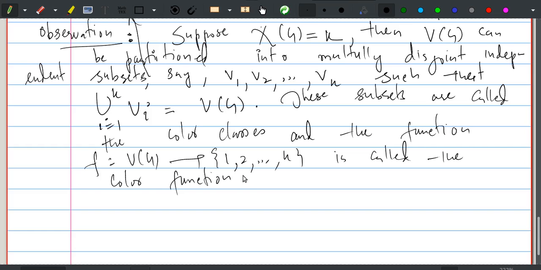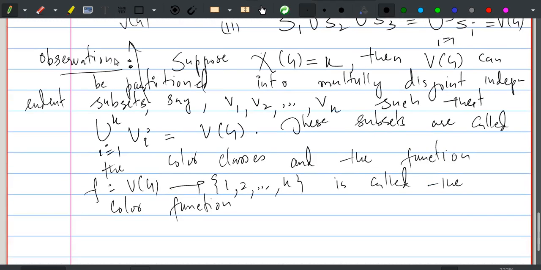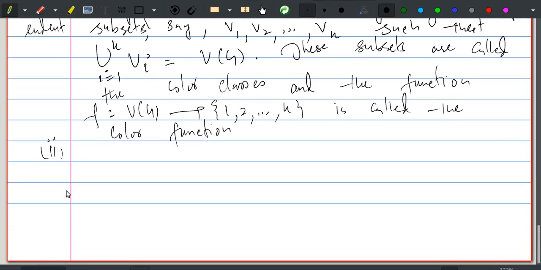Let us do some more observations. So this is observation 1 here. Let us denote this operation by Roman 2. So there is this question: what is the least number of colors that we are required to color the vertices of a graph? So the least possibility for the number of colors is 1.